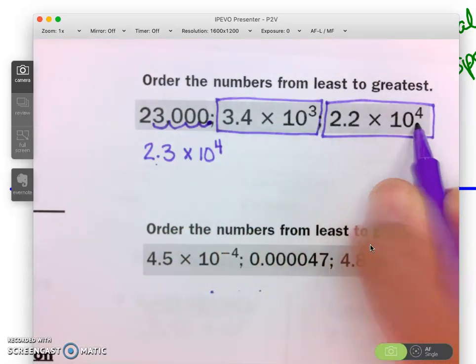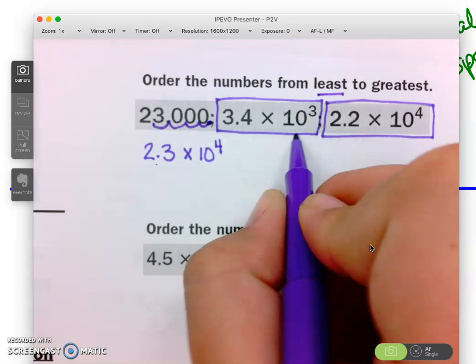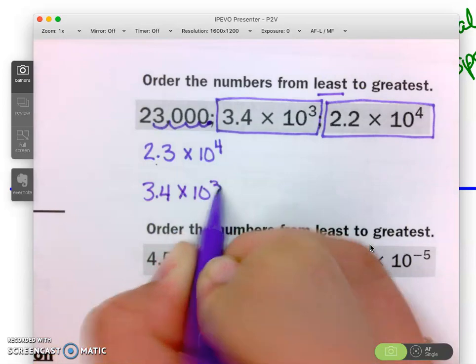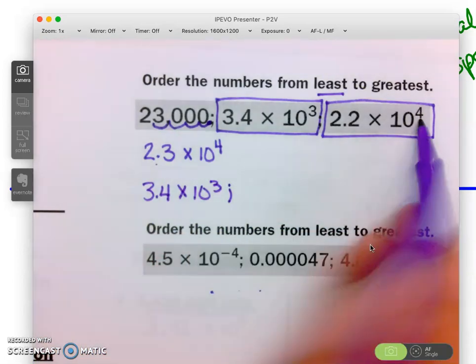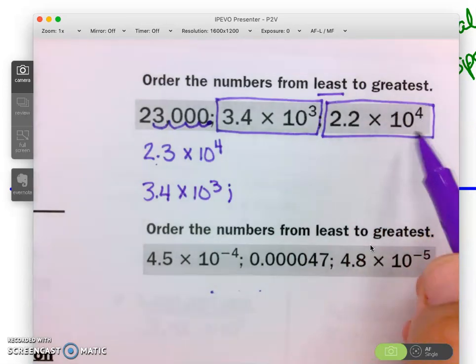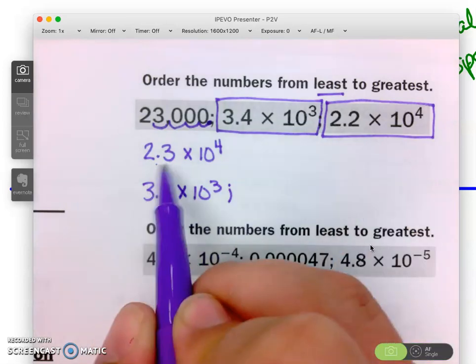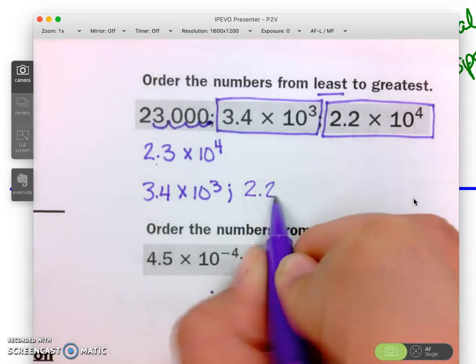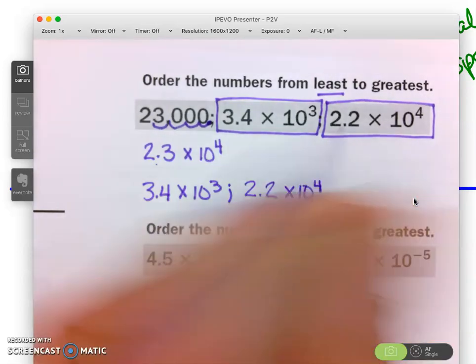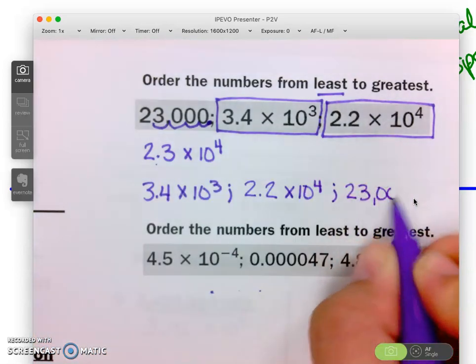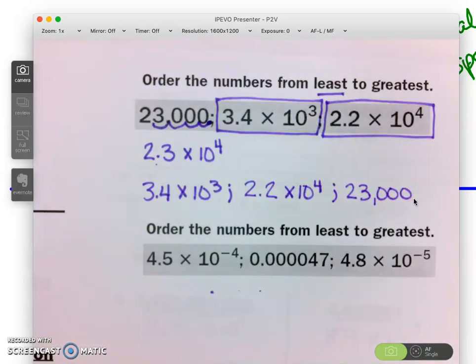Okay, so then I have 2.3 times 10 to the fourth, 3.4 times 10 to the third, and 2.2 times 10 to the fourth. Well, least to greatest, the smallest one is going to have the smallest exponent. So I'm going to write 3.4 times 10 to the third. My next one, these two have the same exponent on the 10, so I need to look at the decimal numbers, 2.2 or 2.3. Well, 2.2 times 10 to the fourth comes first, because 2.2 is smaller than 2.3. And then I'm going to write my 23,000, because I want to write it in its original form. And they're from least to greatest.